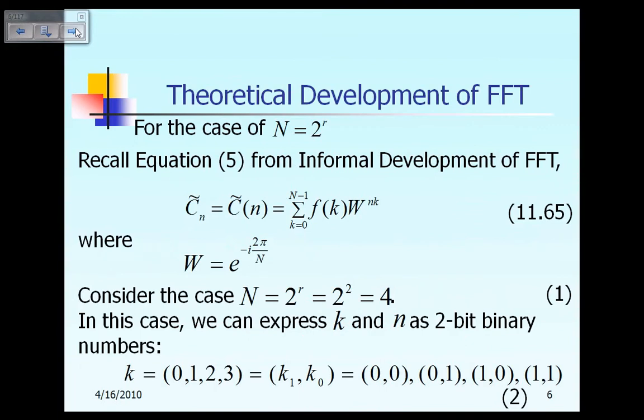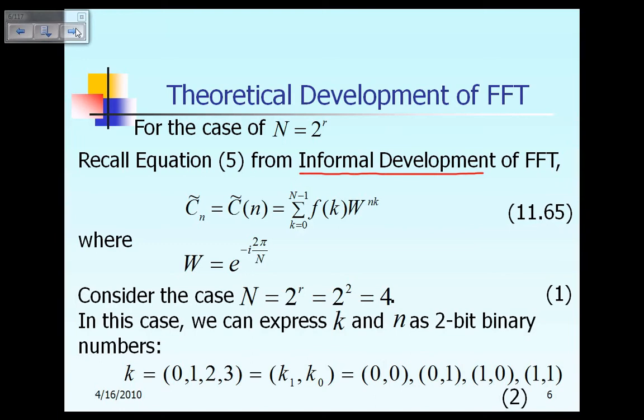Alright, let us try to consider the theoretical development of the fast Fourier transform. If you remember, in the previous lecture, we already talked about how to do the fast Fourier transform using the so-called unrigorous or non-theoretical development. But this time, we want to do it in a more formal way. The so-called informal development of the fast Fourier transform is what we talked about earlier.